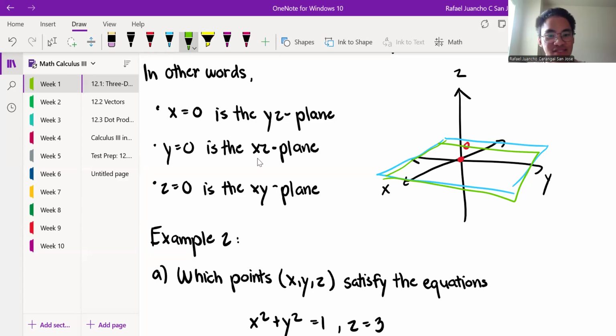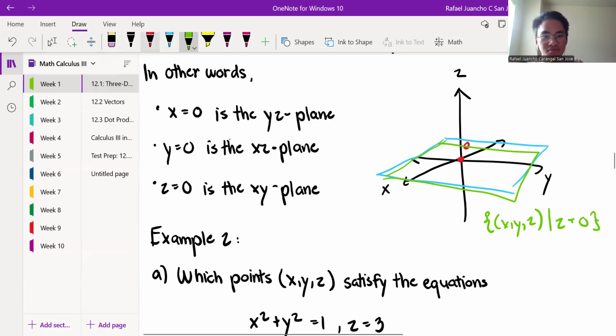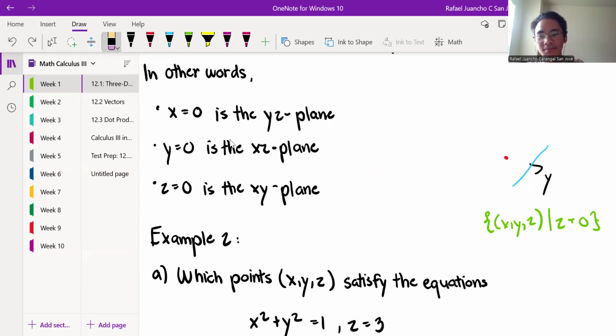Remember from that previous example? What's the surface that z equals 0 represents? So z equals 0 is the set of all possible points as long as z equals 0. And it is the xy plane, funny enough. So this is the xy plane. And yeah, it's the same for the first two.